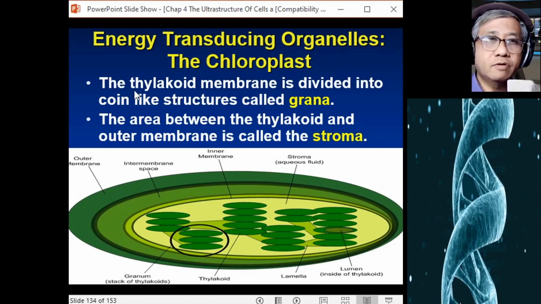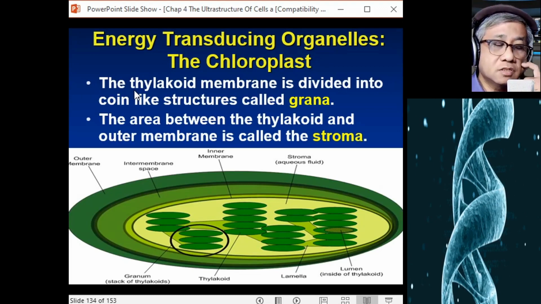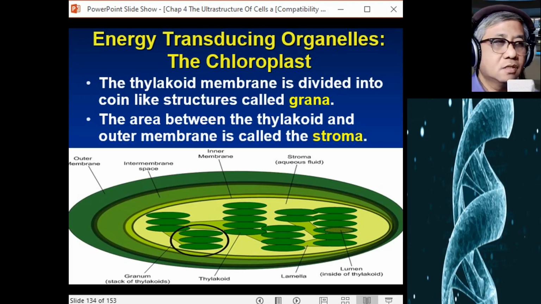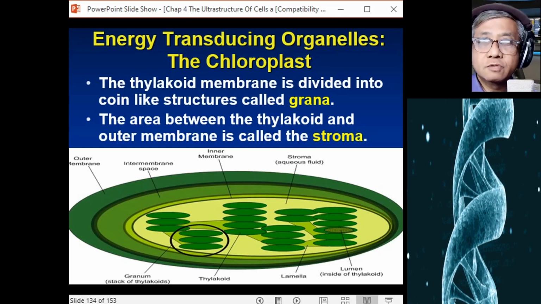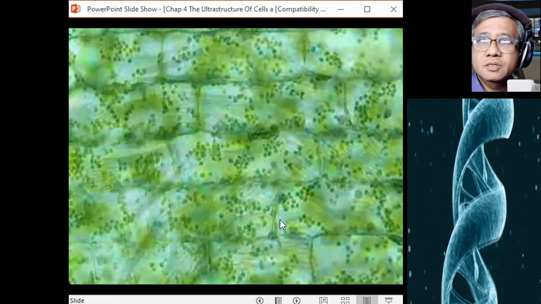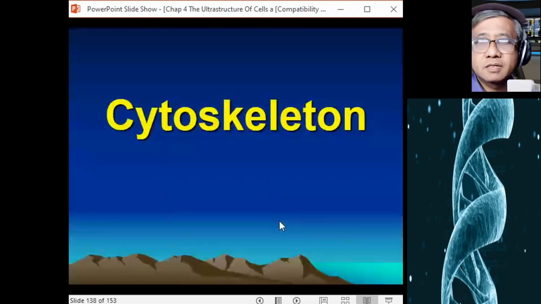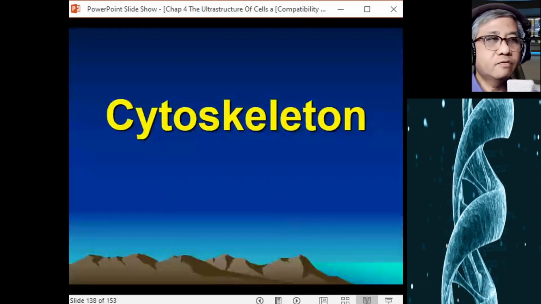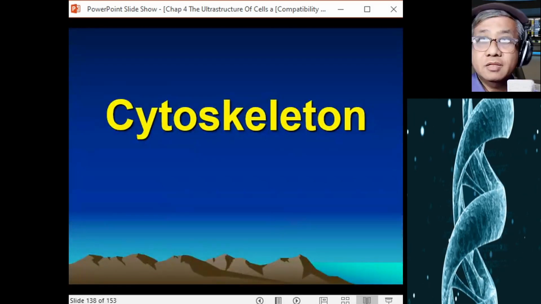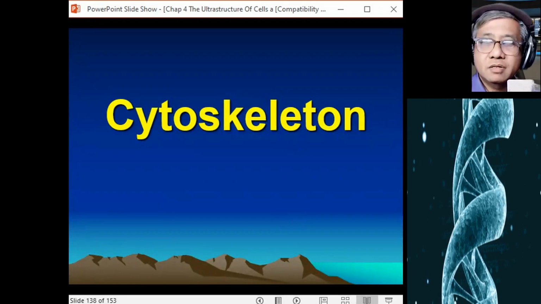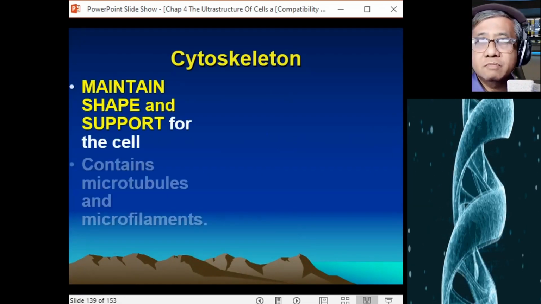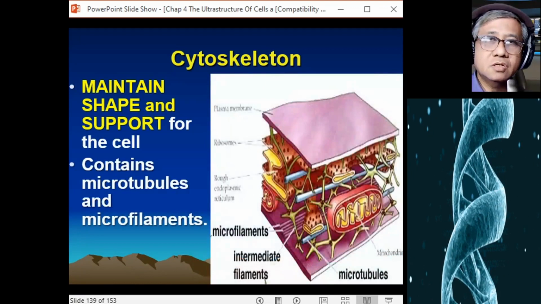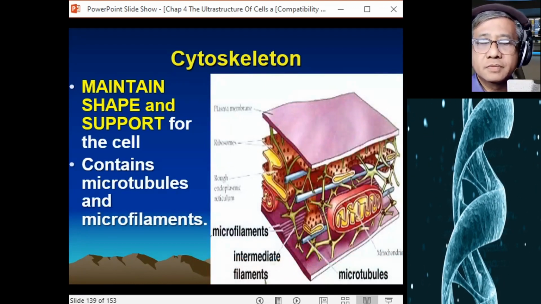And the chloroplast performs photosynthesis, so it harnesses the sun's energy again to produce ATP and glucose through photosynthesis. Okay, so those are the chloroplasts. And last, for the cytoplasmic organelles, is the cytoskeleton. The cytoskeleton provides shape, maintains the shape, and support for the cell.